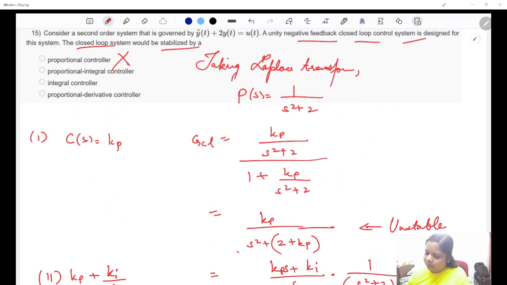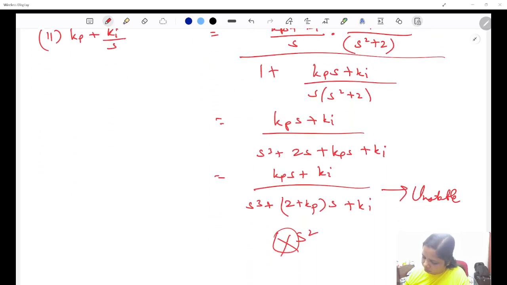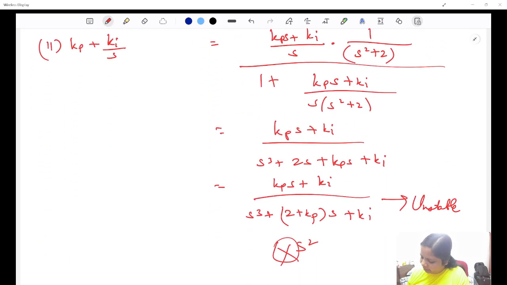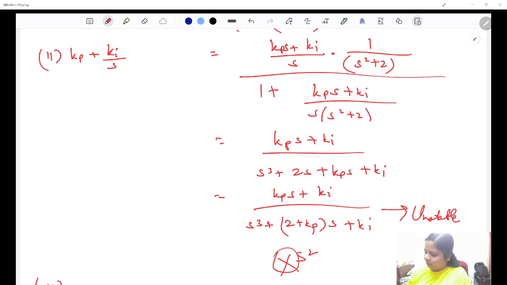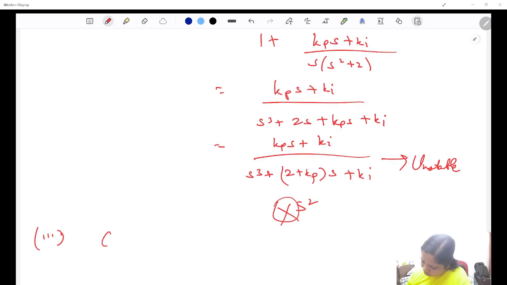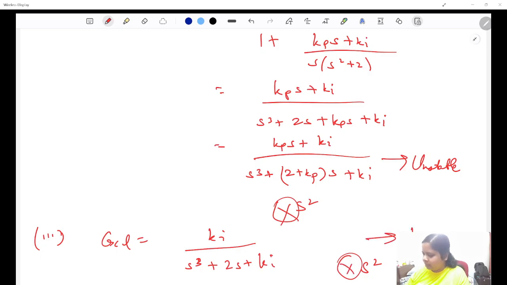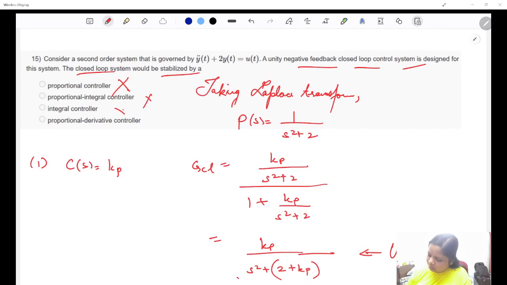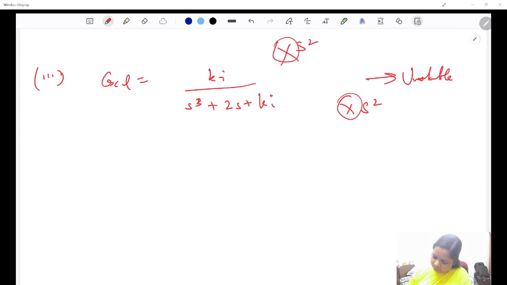Let's go for the third option. It is asking for an integral controller. If it is an integral controller, we will not solve it again. What we can do is, in the second option itself, we put the value of Kp equal to 0. Just substitute Kp equal to 0 and let's see what G_CL comes out. It is Ki upon S cube plus 2S plus Ki. Again, the coefficient of S square is missing, so it is unstable.